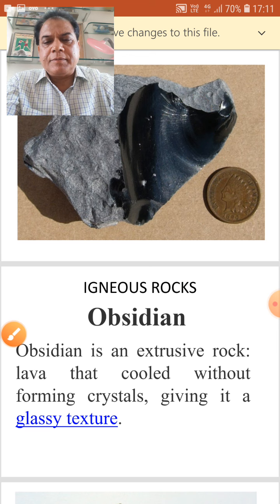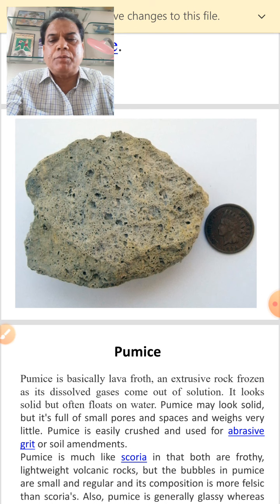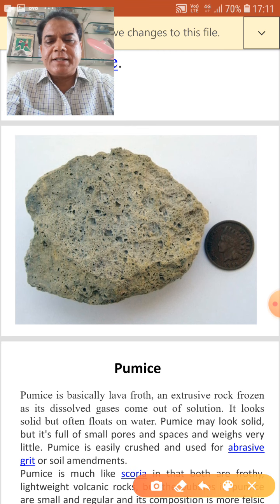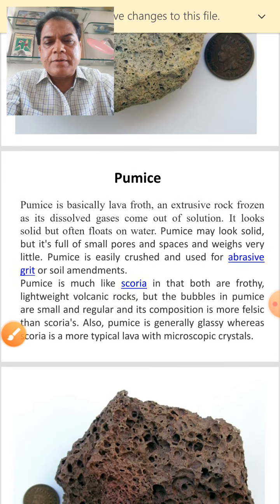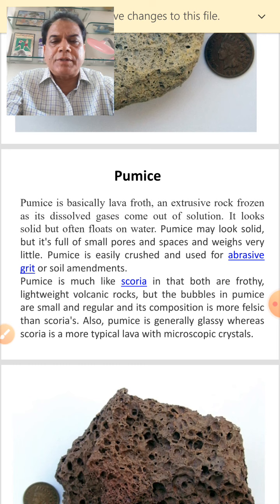Then your next rock is your pumice. You can see it here, the pumice. Now this pumice has porosity. Basically, these are the pores in it, right? This is basically lava froth, an extrusive rock frozen as dissolved gases come out of solution. So these empty spaces are from the gases.